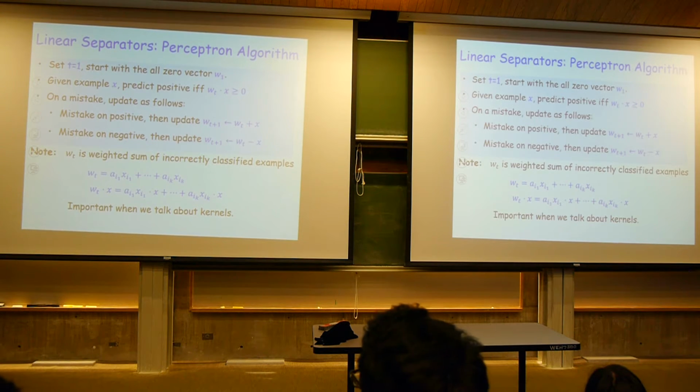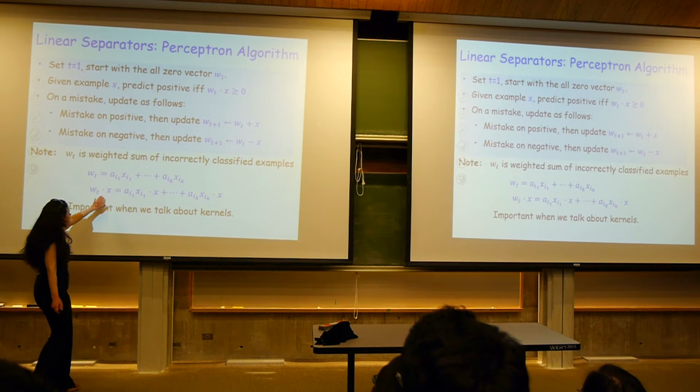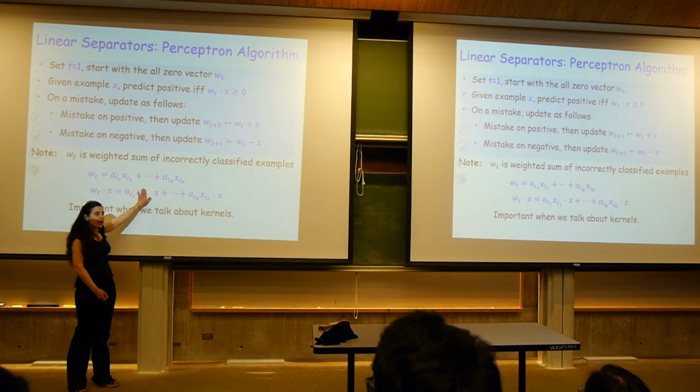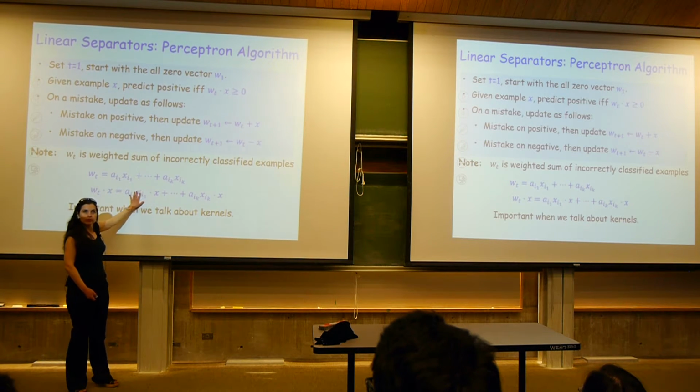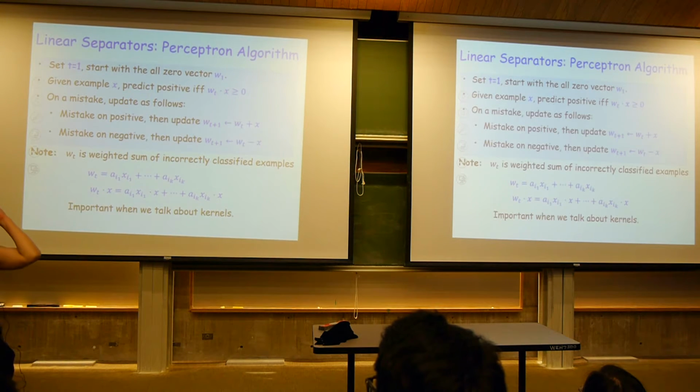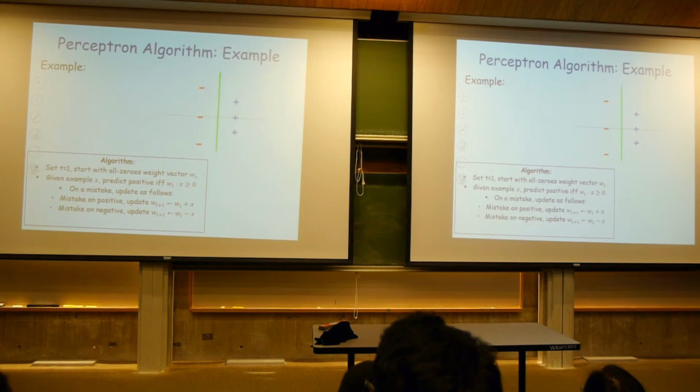Great. And this will be important when we talk about kernels, because the point here is that now to make a prediction, all I need to do is to be able to compute those dot products between a new example and one of the mistakes I've made. Okay, so I'll come back to that either today or next class. It turns out to be an important point. Good. So that's the Perceptron algorithm.